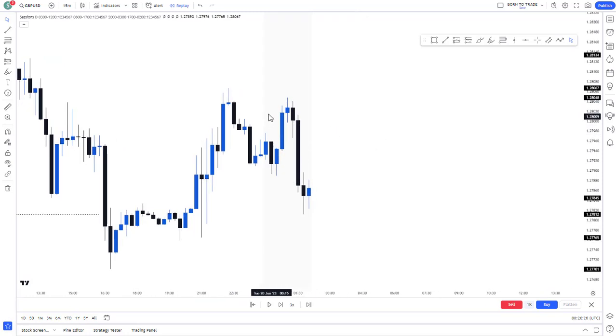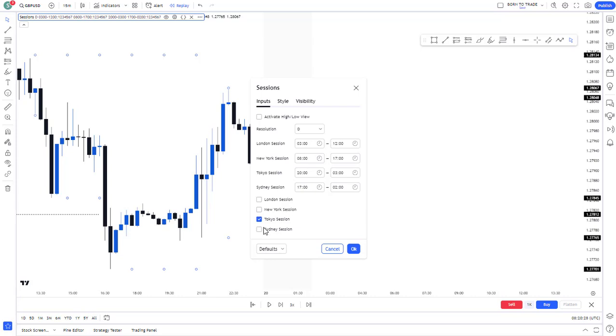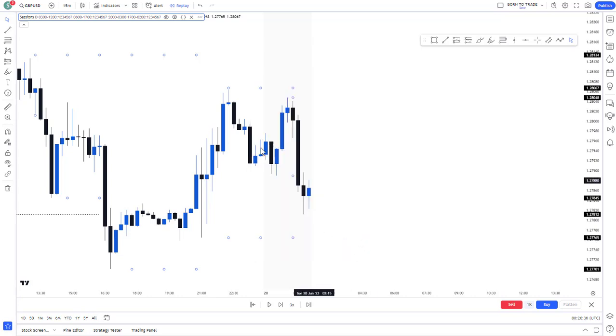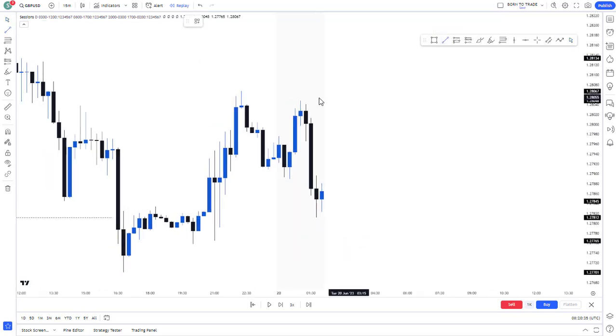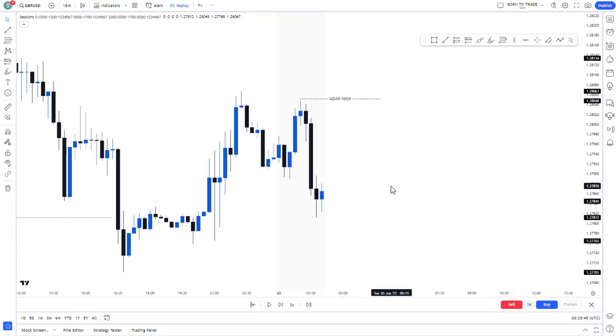So from what you can see, this is my Asian range. I've activated my session indicator. I use session on chart, so if you go to the settings, you see I deactivated London, New York and Sydney, and my Tokyo session is on, and this is my Asian range. So from what you can actually see, this is my Asian high. We can label it as my Asian high, and let's press price forward.